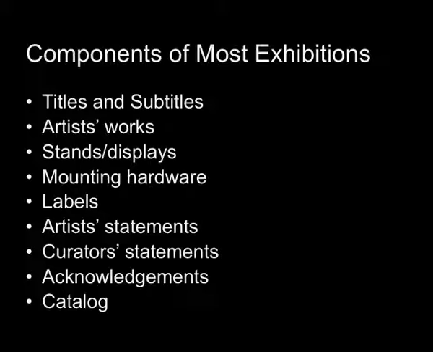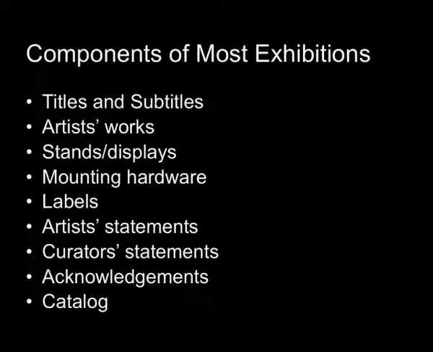So, the components of most exhibitions. Some of you have already taken Curation 120, the introduction to curation, where we talk about curating for a contemporary exhibit as compared to a historic exhibit. Those are the two main focuses in the 120. Generally, what you'll see will be not only titles and subtitles, if we are object focused now, of artist works, but also the stands or displays on which the works are resting, or are mounted on the wall or suspended from the ceiling, as many installation works are.